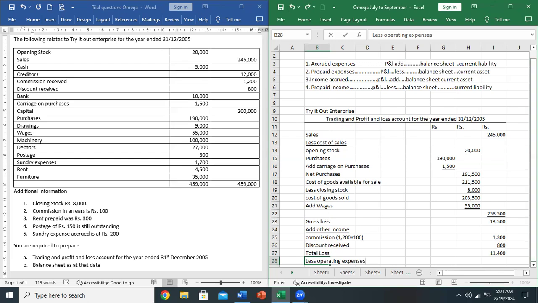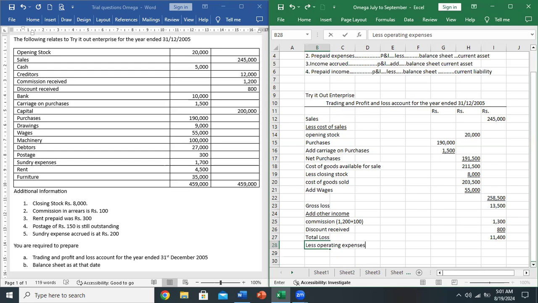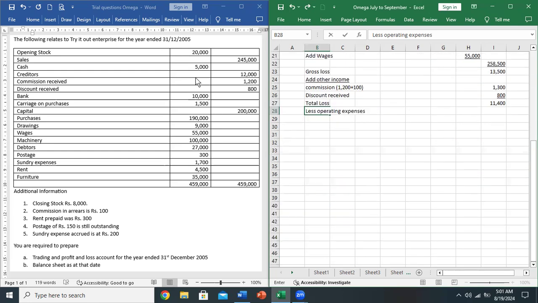Okay, now let's go to the expenses. Like I tell you, your expenses are on the debit side. So come to the debit side, pick it, but make sure you deal with any information.